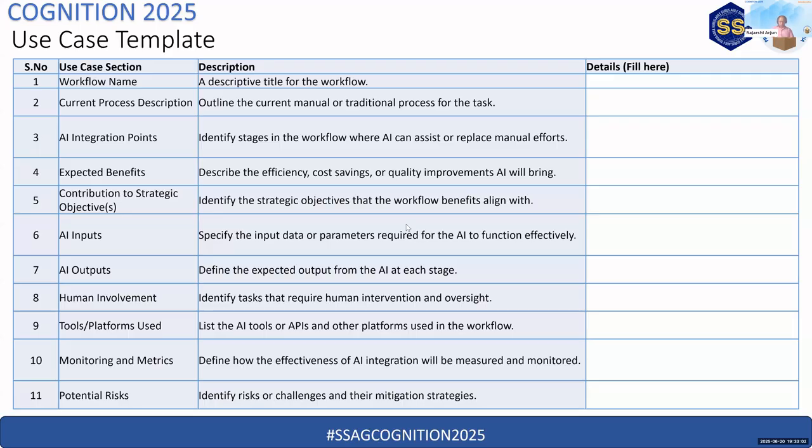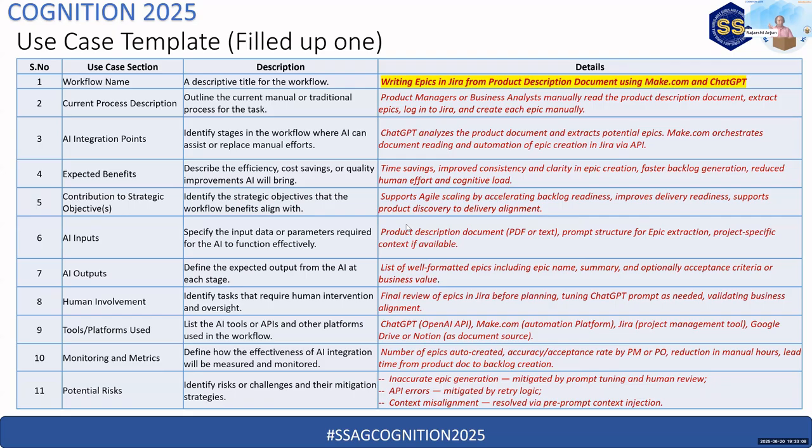Here is an example: if I want to write epics using AI from a product description document, what are the things I would need to consider? I've given an example here. I'm not going to read it because these slides are also going to be shared. I think Satish and Sharad, you're going to share this with the participants. But you can go through the things I've written down here.